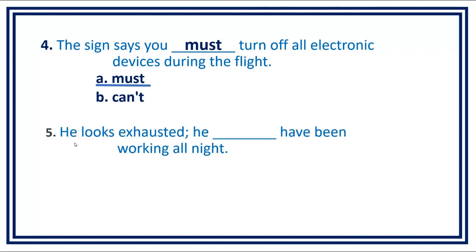Number 5. He looks exhausted. He blank have been working all night. A must, B can't. Answer is, he looks exhausted. He must have been working all night.